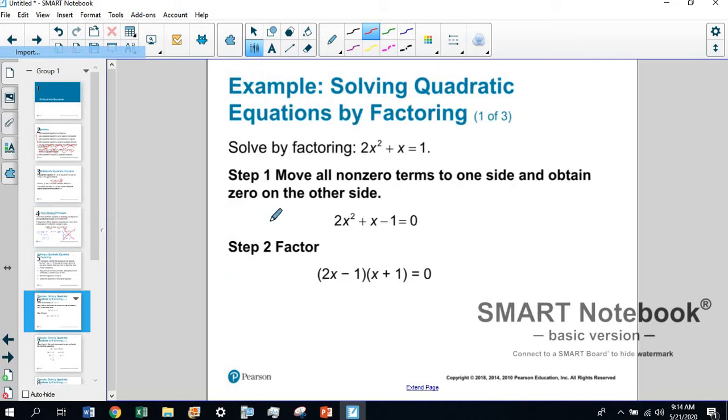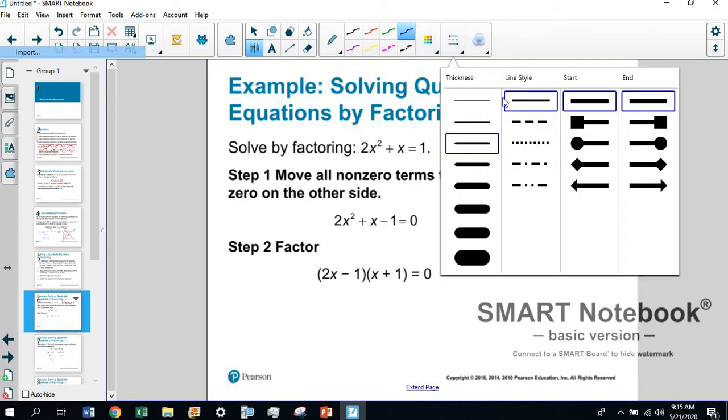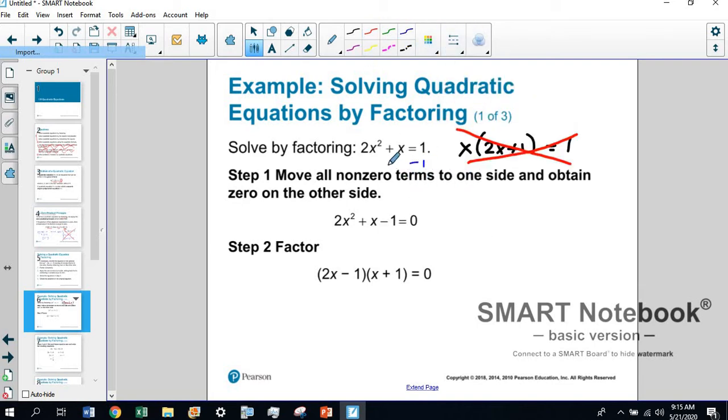Okay, so we want to solve this by factoring. 2x squared plus x equals 1. And again, right now, it is possible to factor out an x. But factored equal to 1 does you absolutely no good. So don't do that. But first, do what? Subtract 1 from both sides and get 2x squared plus x minus 1 equals 0.